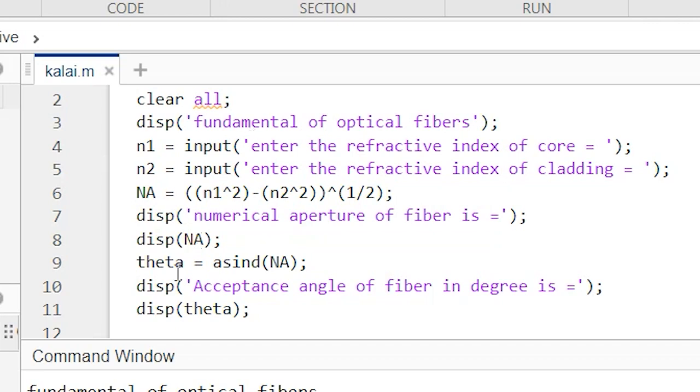Then display numerical aperture of fiber is equal to, display NA, which gives the value of NA. Theta is equal to asind(NA). Theta is the acceptance angle, which is equal to asind(NA). NA we already know is the numerical aperture, and asind is the sine inverse. So sine inverse of numerical aperture is the acceptance angle. Then display acceptance angle of fiber in degree is equal to, and finally display theta.